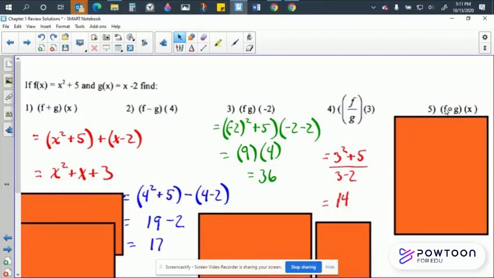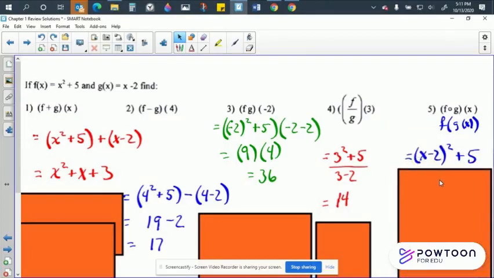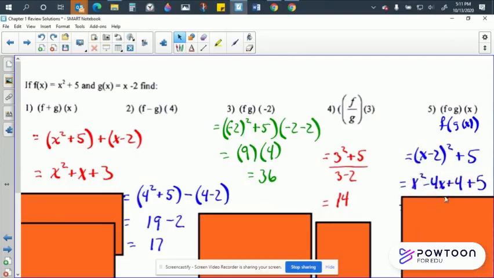And to find f of g of x, make sure you plug it in the correct way so that you're putting the g of x in for the x on f of x. And then the x minus 2 quantity squared must be FOILed. You can't leave out the negative 4x. And we get x squared minus 4x plus 9.